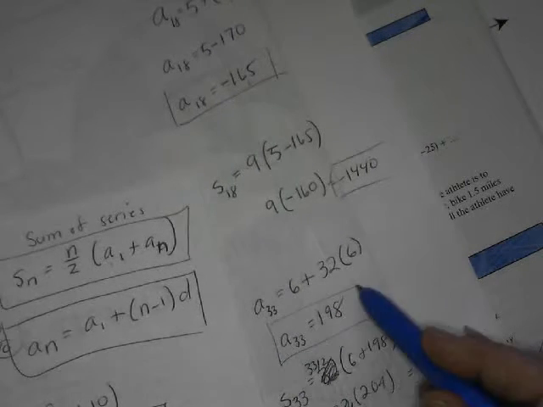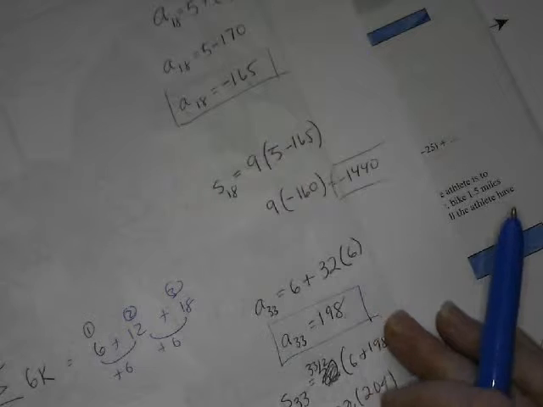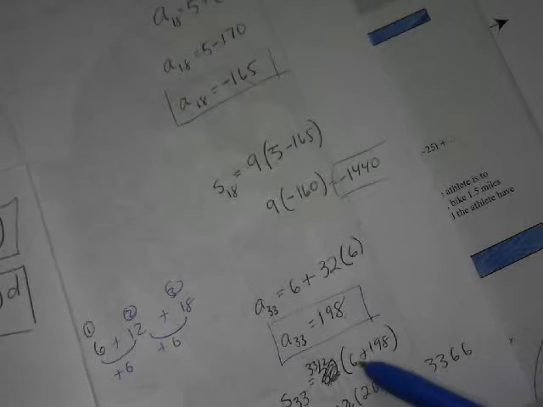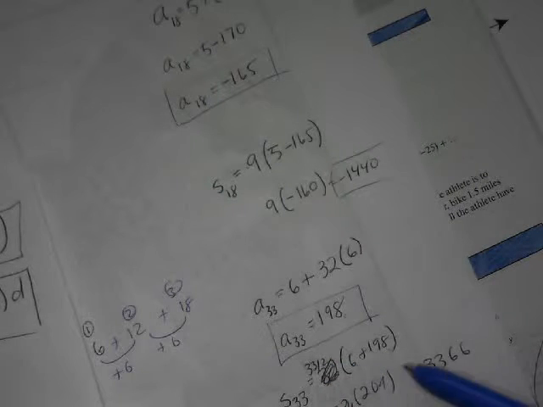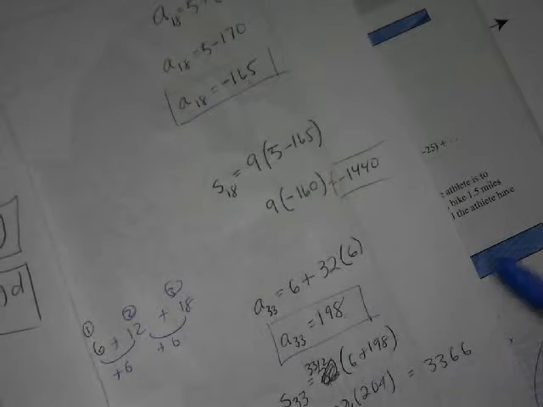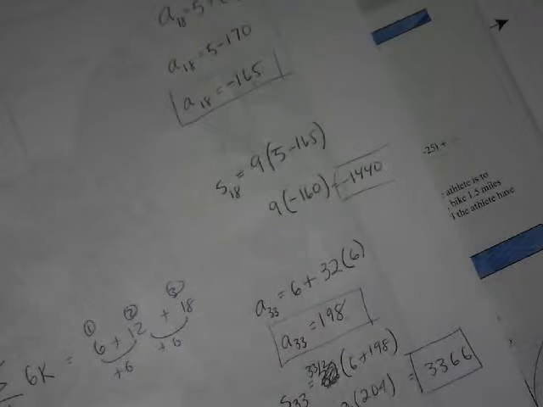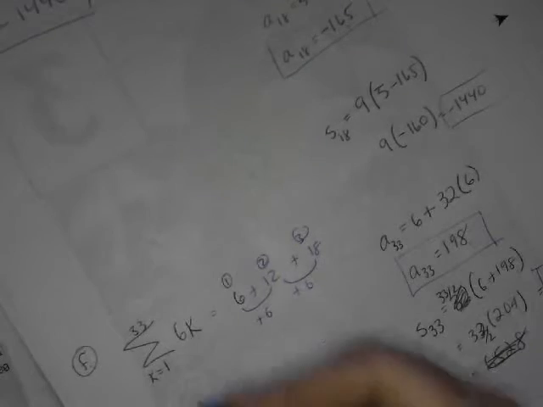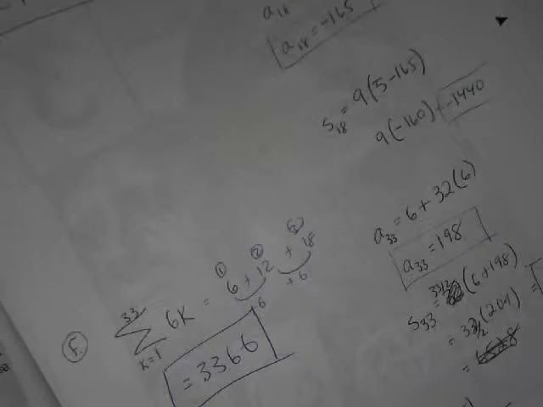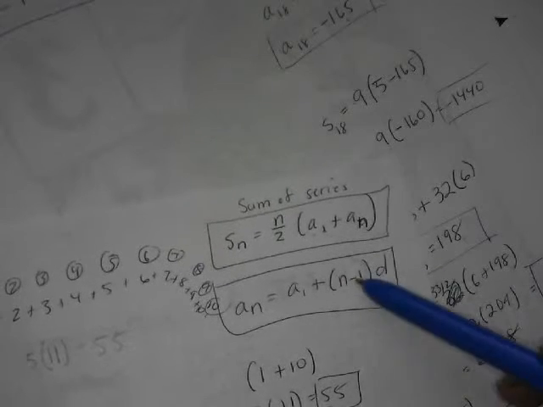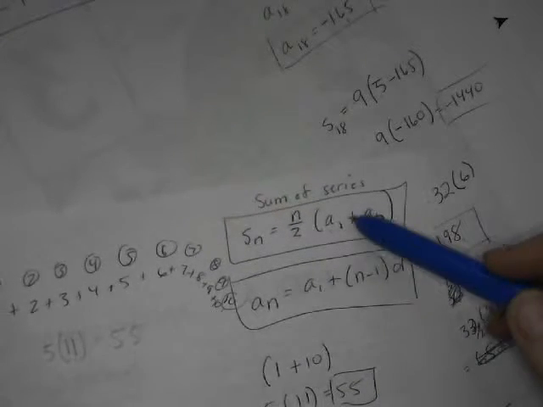That's not the answer, that's just the last term. And then I remembered I can plug those in here. I can add up the first term plus the last term, so 6 plus 198, and multiply by however many terms there are divided by 2, so that's actually 33 halves, and the grand total comes out to be 3,366. Okay, you're using these two formulas right here. This helps you find the last term if you don't have it, and then you add the first term plus the last term and multiply it by however many terms there are, divided by 2.